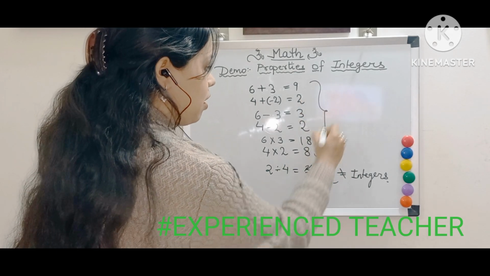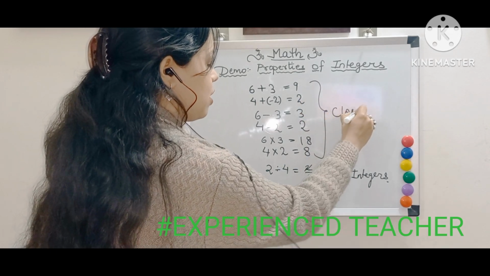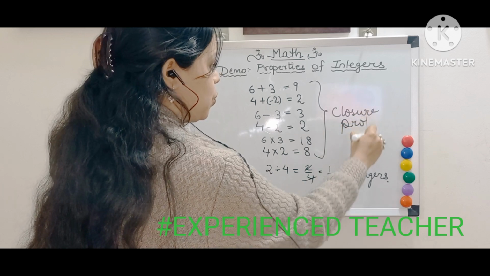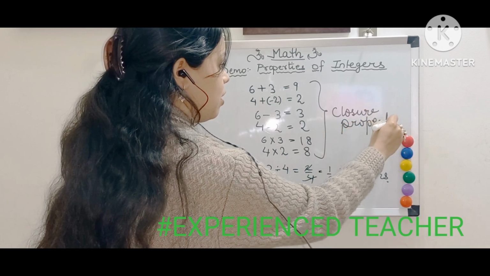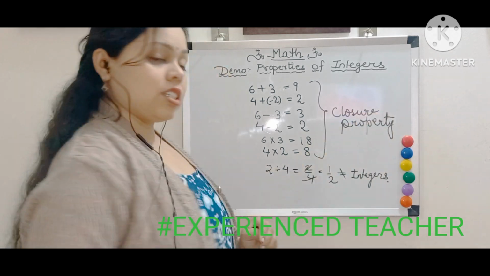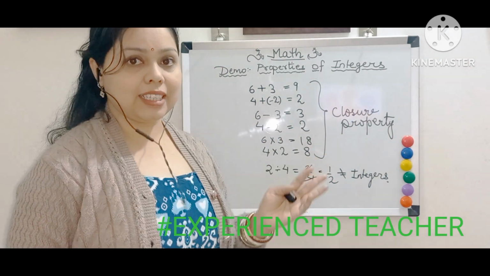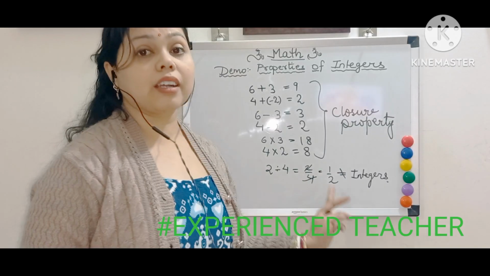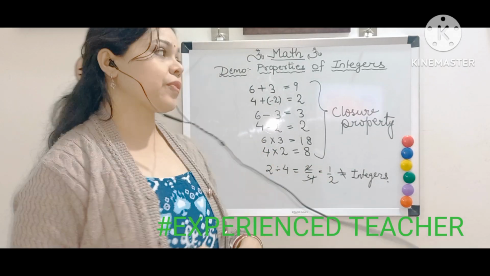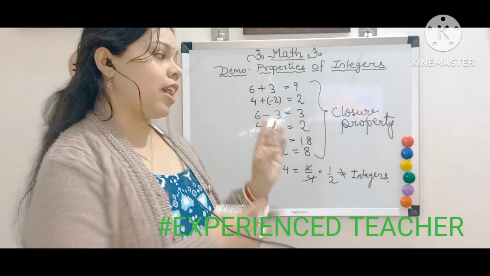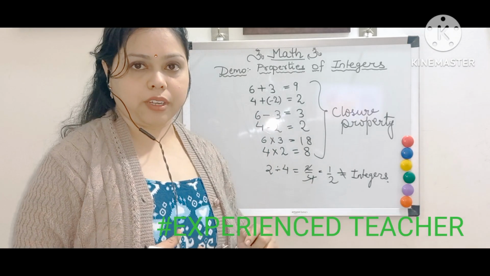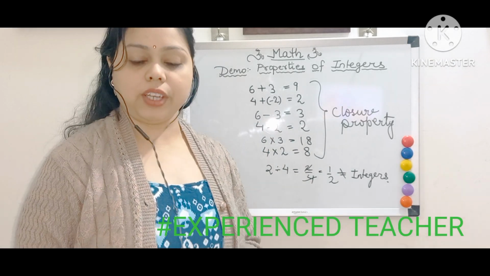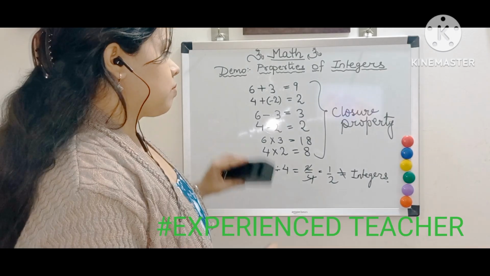So here you have understood that whenever you do operations between integers, you will always get an integer. Only in division the condition will not be fulfilled. Now we have understood the closure property. There is another property that we are going to discuss.